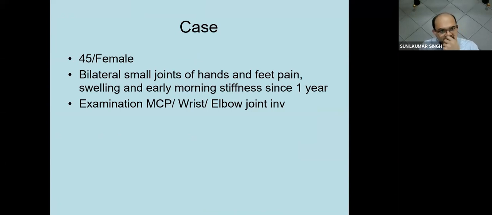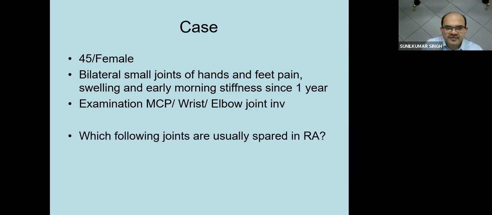So let's have another case here, a 45-year-old lady who presents with small joints of hands and feet being painful, swollen, and with morning stiffness since 1 year. And on examination, there is an MCP, metacarpophalangeal joint, wrist, elbow joint involvement. And looking at the spectrum, and again, believing that this was covered in the last talk, which of the following joints would you think would be usually spared in RA?